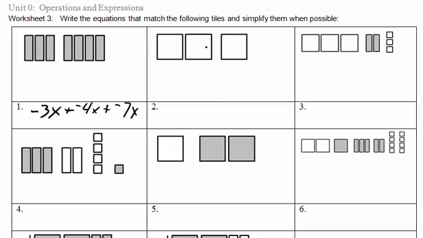All right, number 2, these are x squares. So this is 2x squares plus 1x squared. And since they're the same type of variable, the same type of thing, we can add them. Sorry, equals. There's 3x squares.